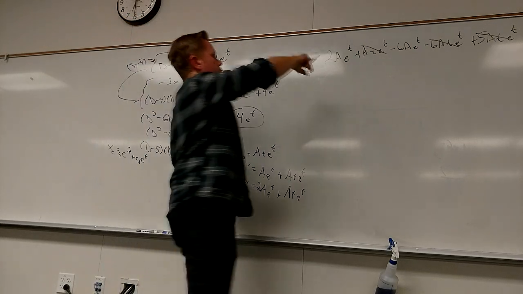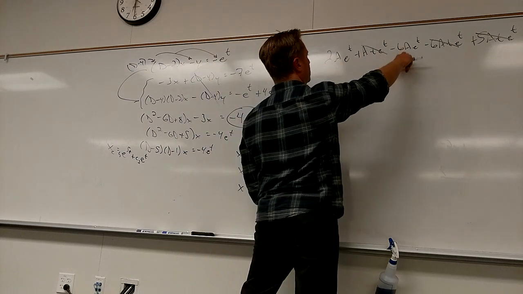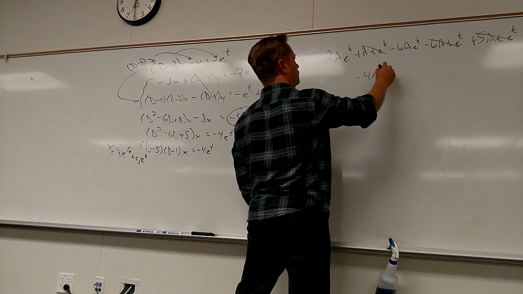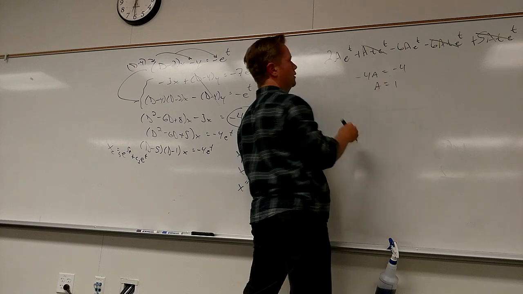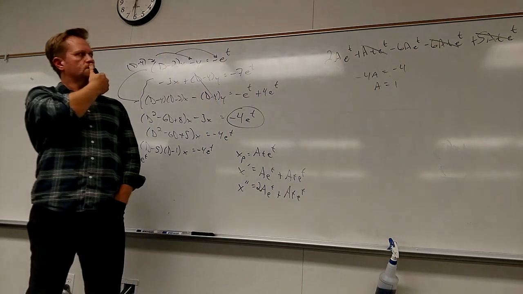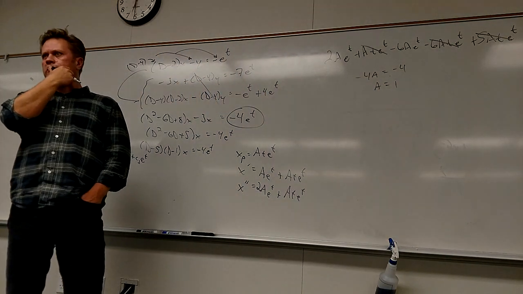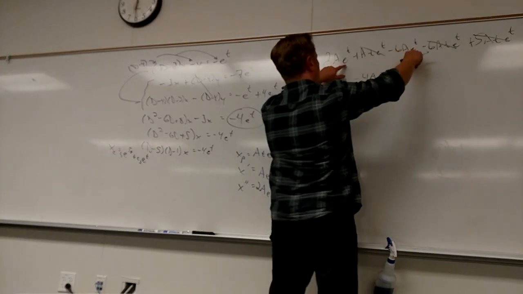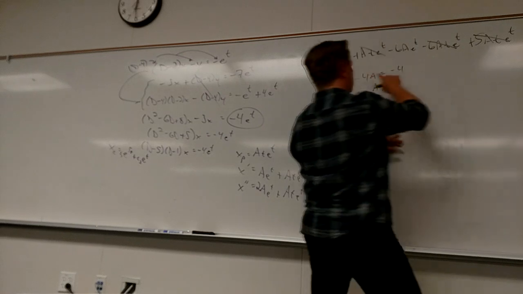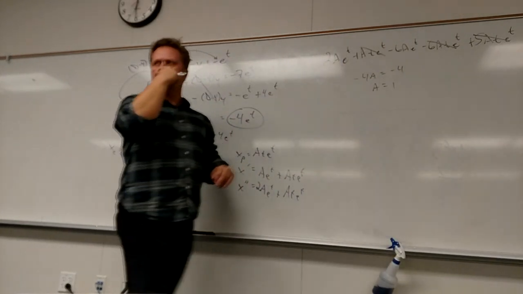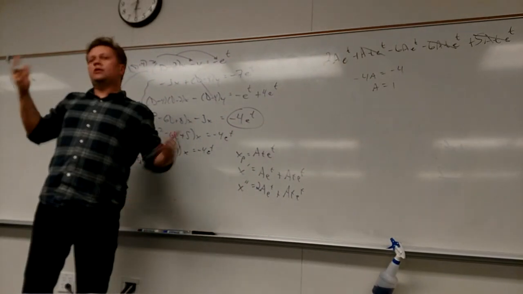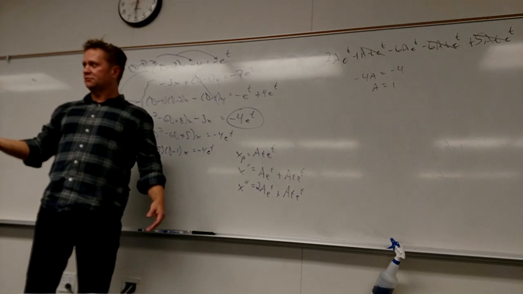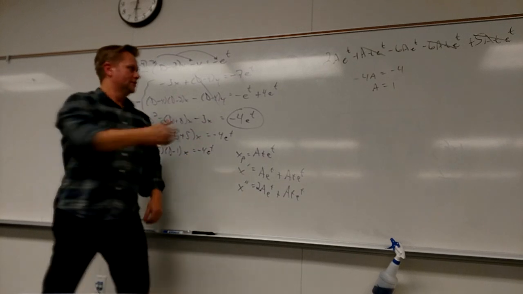Okay, and then I get negative 4a has to equal negative 4. That's beautiful. A is 1. Yay. Is that cool? Coefficients of the e to the t. Negative 4a of these has to equal negative 4 of these. So a is 1. So now I'm done with the x part, which is apparently all I was asking for.